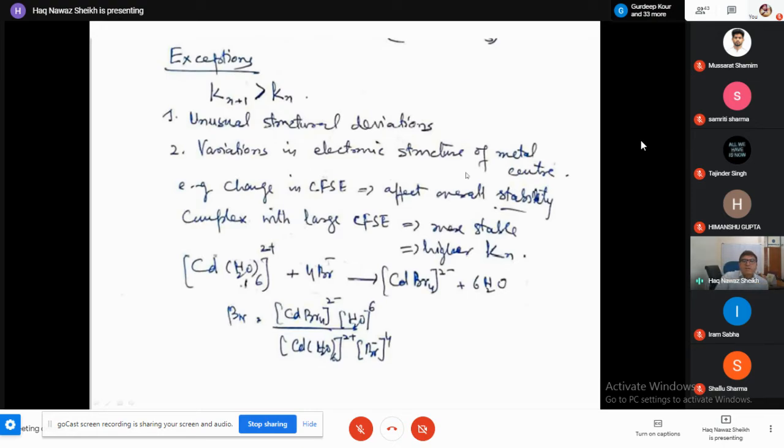So variation in the electronic structure of the metal. Many times there is a huge change in the electronic structure, for example, change in crystal field stabilization energy. I hope you know the concept of crystal field stabilization energy.